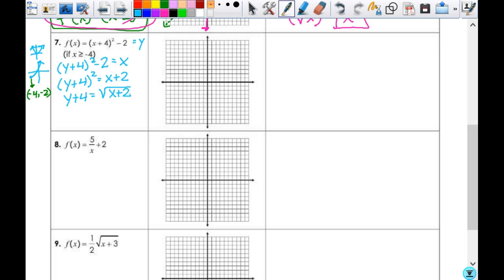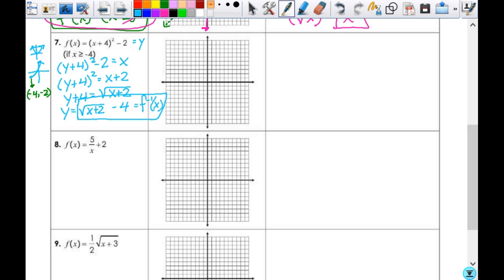Okay. Then I need to subtract 4, right? So y equals the square root of x plus 2 minus 4. And I'm just going to go ahead and put that's equal to the function inverse of x, so I don't have to rewrite it again. So there's this. But then we got to talk about the domain restriction.